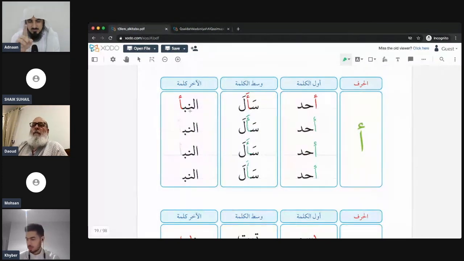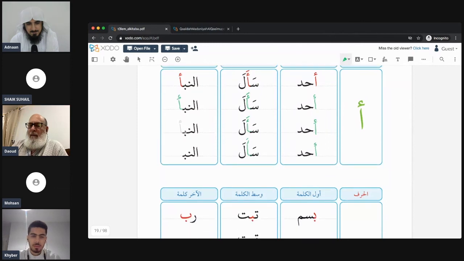And one dot above, Noon. Noon. Ahsant. And then one dot below is Ba. Ahsant. And then at the end? Then Hamza. Al Hamza. Ahsant. Alif, Hamza. So again, Alif, Lam, Noon, Ba, Hamza. Al Hamza. Ahsant. Alif, Lam, Noon, Ba, Al Hamza. Ahsant.